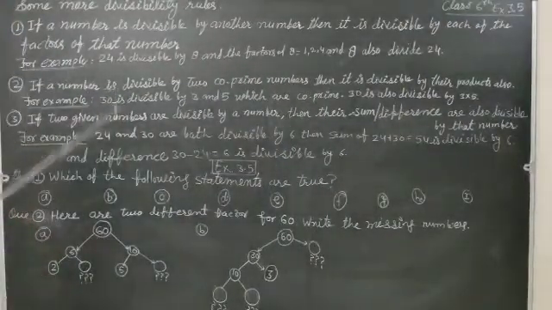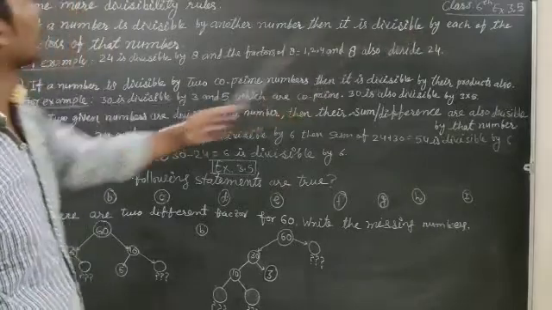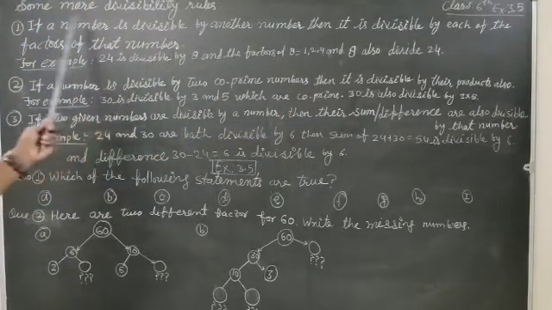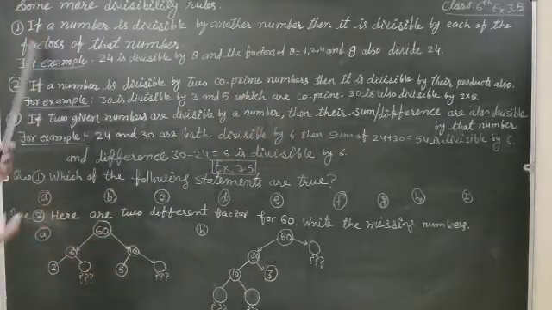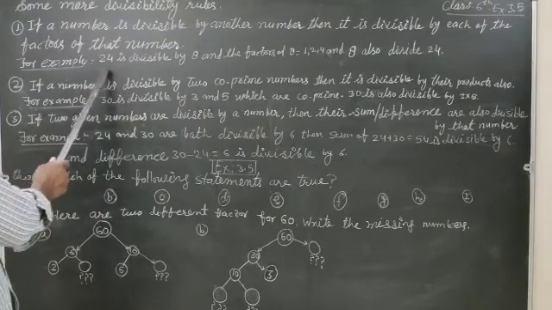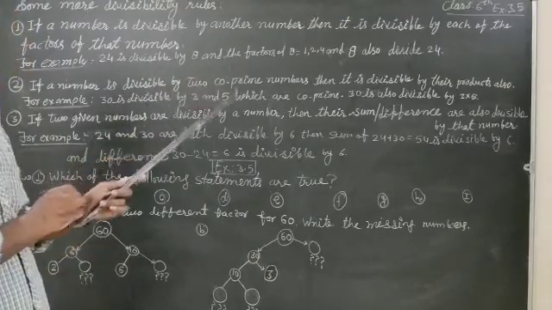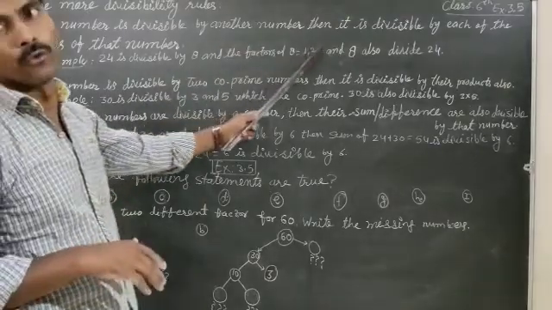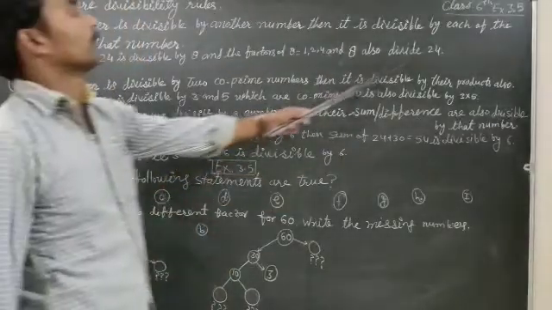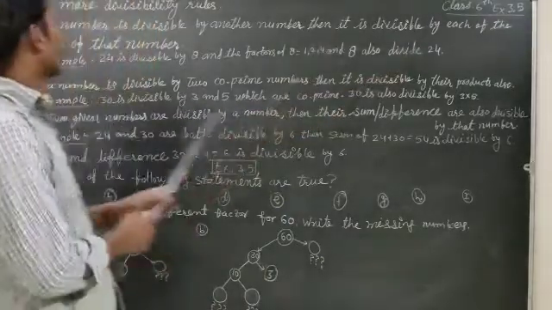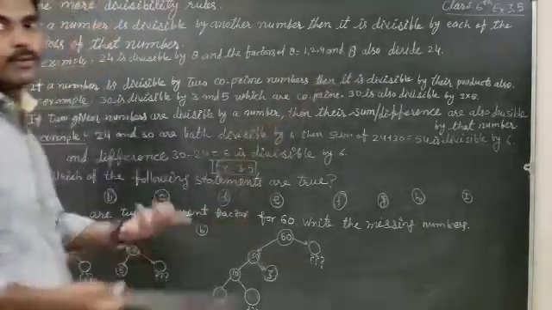First definition: if a number is divisible by another number, then it is divisible by each of the factors of that number. For example, 24 is divisible by 8, and the factors of 8, 1, 2, 4 and 8, also divide 24.